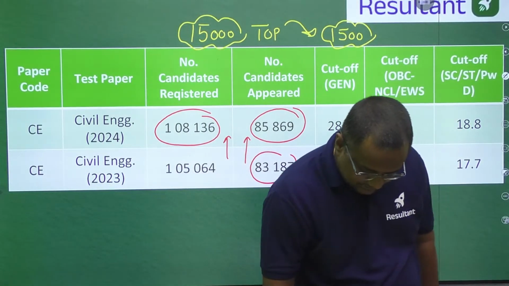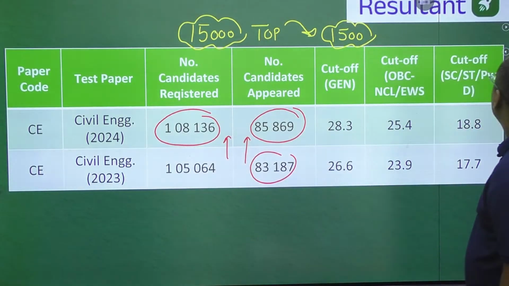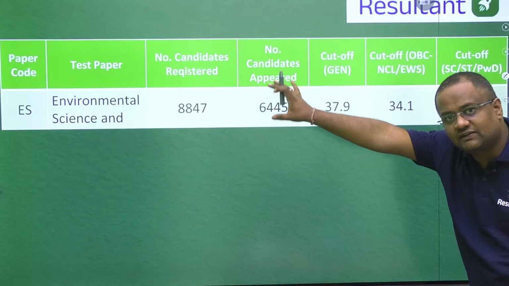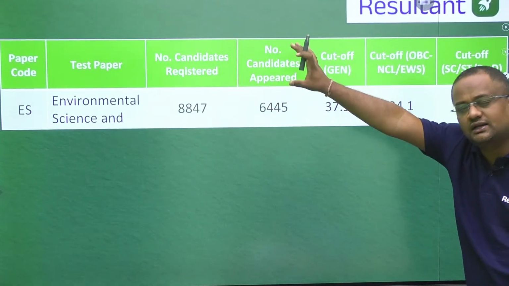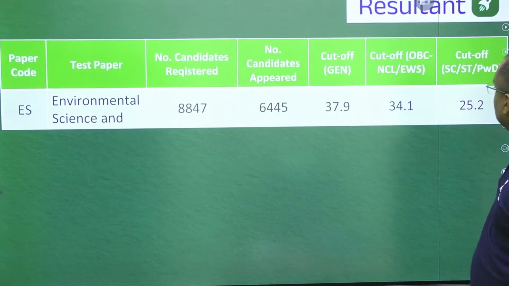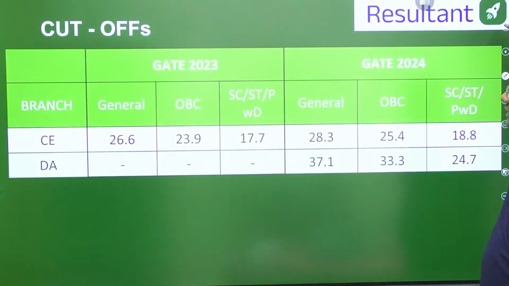Now, for environment science, guys, civil engineering students can give the paper. For environment also, there are other branches. What are the other branches a student can give? That I'll be telling you. Okay, environment science, around 8,000 students appeared. Now this is the cutoff.